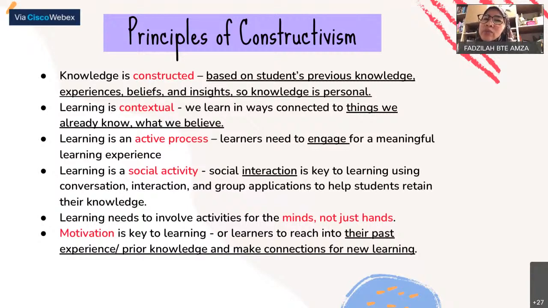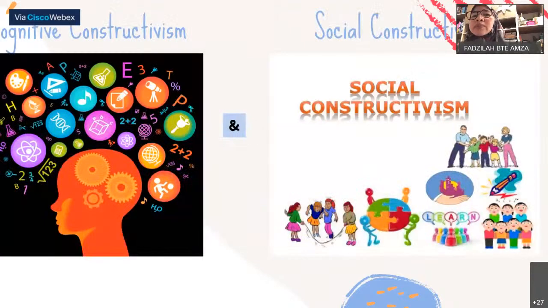Okay, like I told before, there are actually two types of constructivism: cognitive constructivism and social constructivism. Cognitive constructivism is based on the work of Bruner and Piaget. Learners construct their knowledge through individual personal experience. Knowledge is actively constructed by learners based on the existing cognitive structure. We will talk about schema, assimilation and accommodation after this.